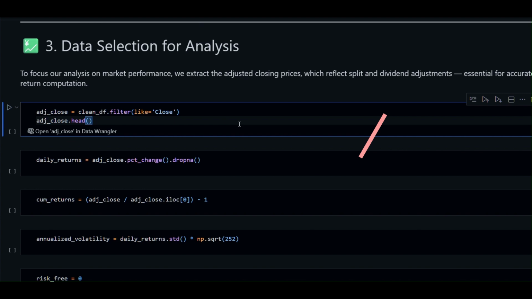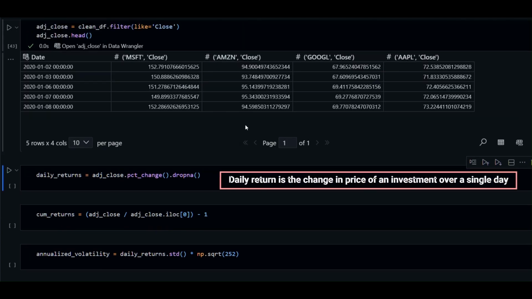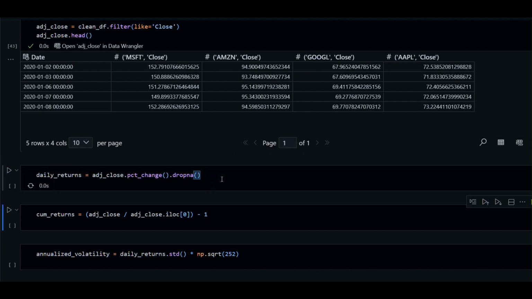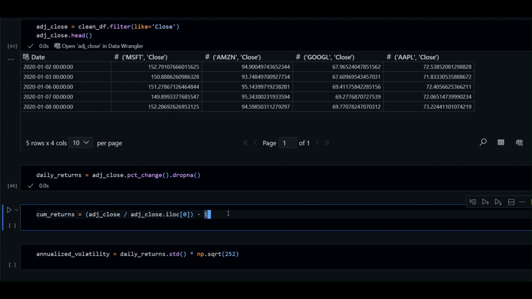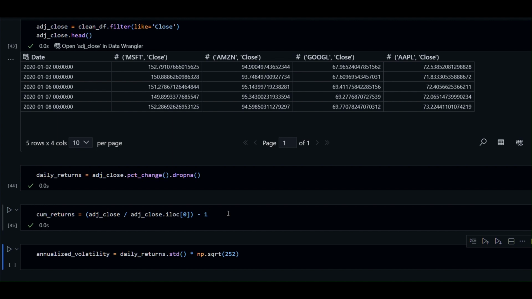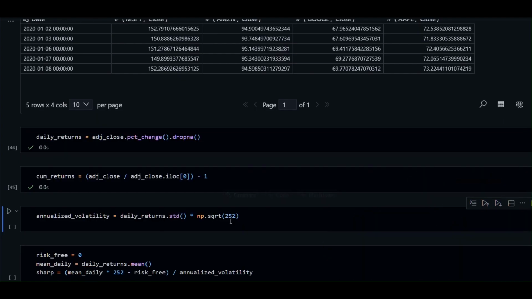Let's first calculate daily returns. Daily return tells us how much a stock's price changes compared to the previous day in percentage. It's like measuring the heartbeat of the market. Small daily ups and downs that add up over time. Now, we'll calculate cumulative returns. This shows the total growth of each stock since the start of our dataset. If you had invested 100 rupees on day 1, cumulative return tells you how much that would be worth now.